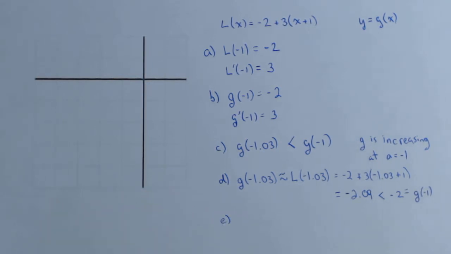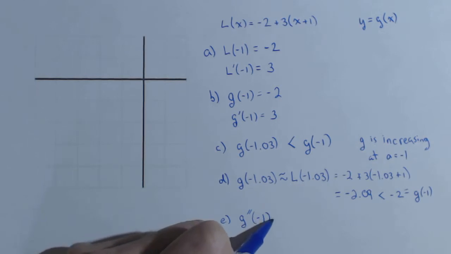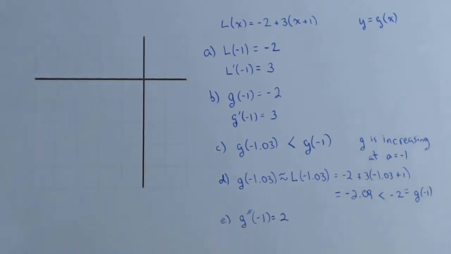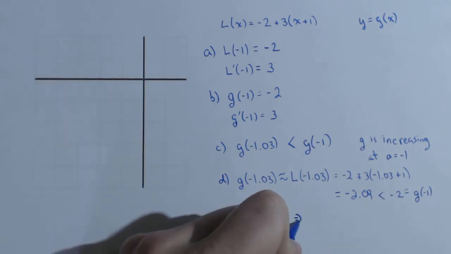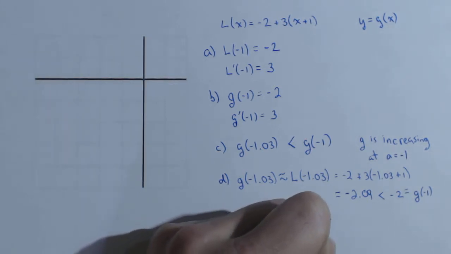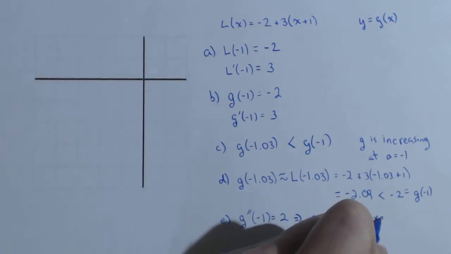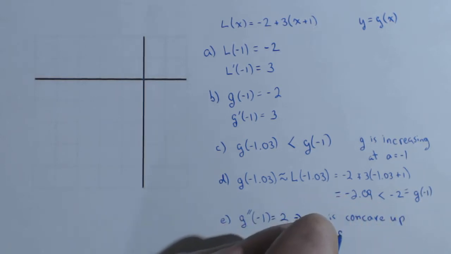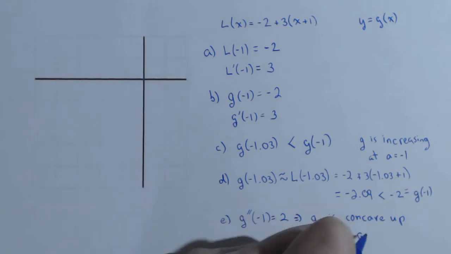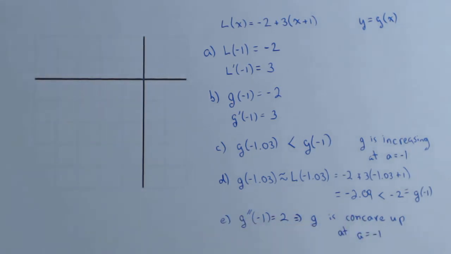E, if we also knew that g double prime of -1 equals 2, well, think about what that tells us about the graph. That tells us that the graph of g is concave up from our study of second derivatives at a equals -1. So that means at -1, not only is the function increasing, but it's got an increasing rate of change.